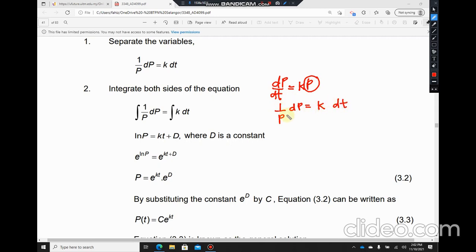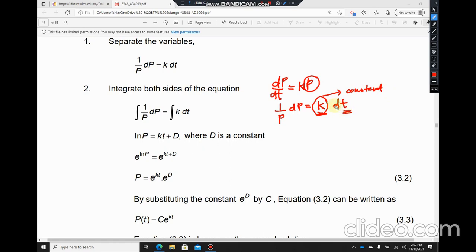Okay, so you will get this equation, which is 1 over P dP equals K dt. Okay, kalau kita kata kat sini, why I use here K, kat sini T. Sebenarnya T is a variable but K just a constant. So dia mewakili just nilai. So that's why kita boleh letak untuk dt.